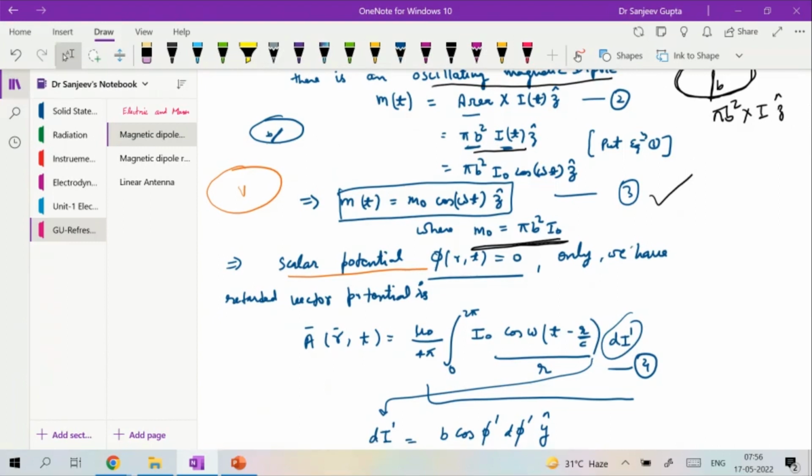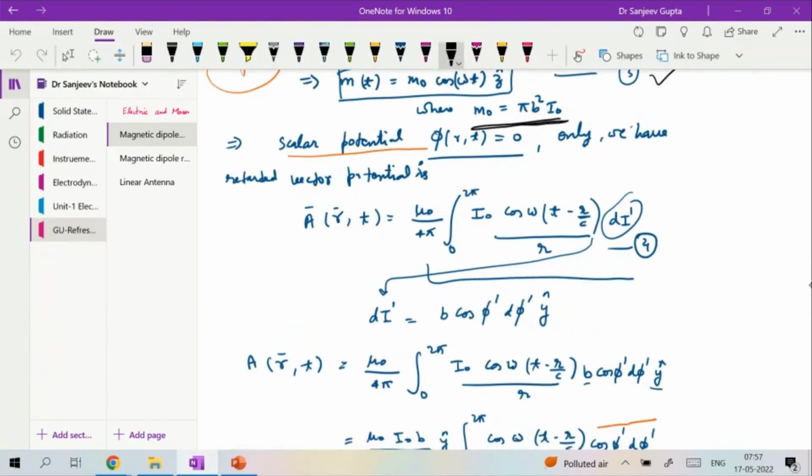But the important thing is that there is a very important concept: the loop is uncharged. When the loop is uncharged, it means the scalar potential is zero. Therefore, you can see that my phi(r,t) becomes zero, so we only have a retarded vector potential. So we are going to write the retarded vector potential.